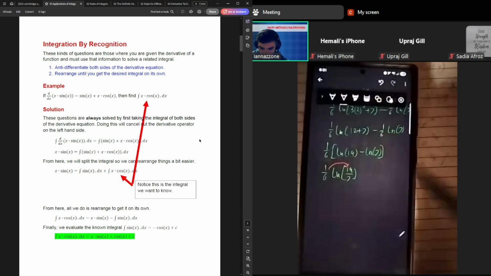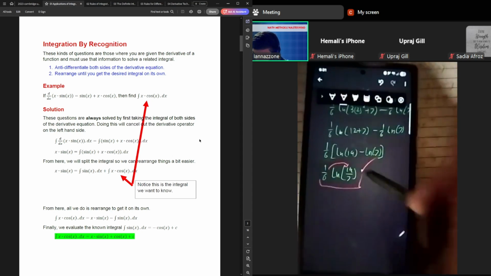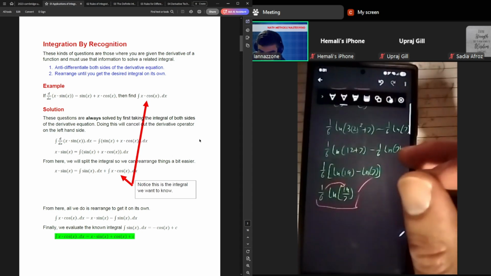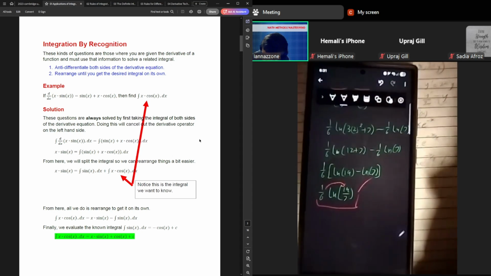That would be your final answer if you were taking it a step further to do the definite integral of that.